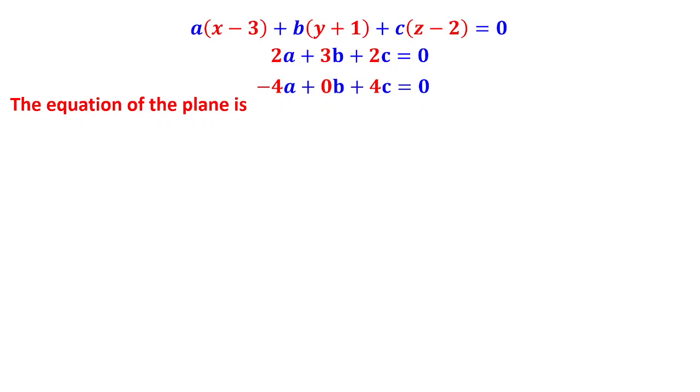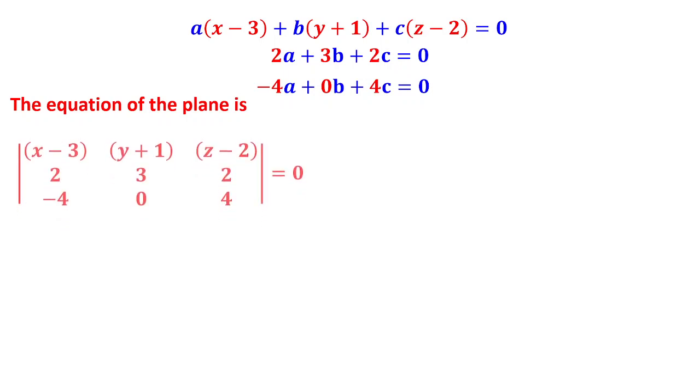Now we can make use of the last two equations and get the values of a, b, c. But there is a method to get the equation of the plane directly also, by means of this elimination process. Very simple. Now I have colored the coefficients of a, b, c from all the three equations. Please note down the coefficients of a, b, c from all the three equations.